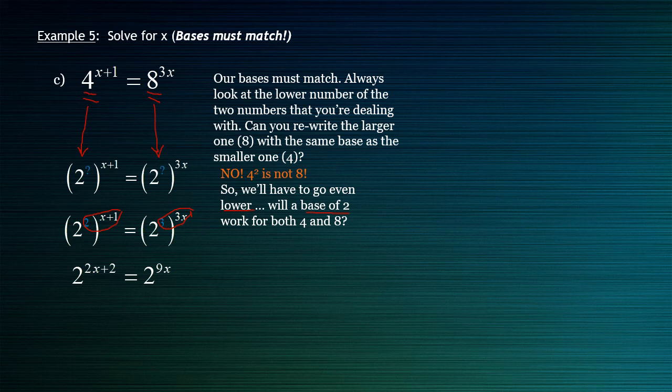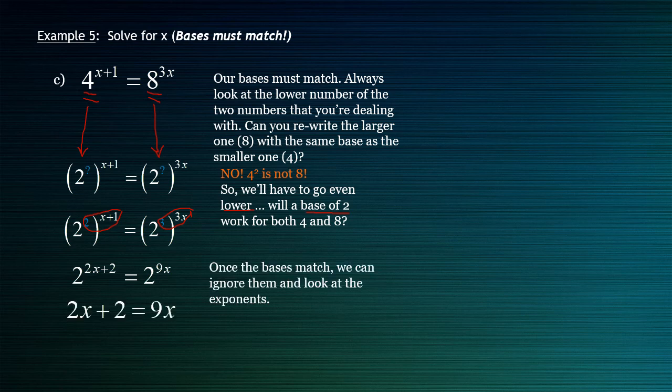So my bases match. I've got my exponents tidied up. I can now ignore my bases. Ignoring the bases does not mean I'm dividing everything by 2 to get rid of them. They're still there. I'm just ignoring them for a minute so that I can figure out what x is, so I can solve for x. So I'm looking at my exponents here. 2x plus 2 equals 9x. That's a nice little linear equation I can solve, and I get x equals 2 over 7.